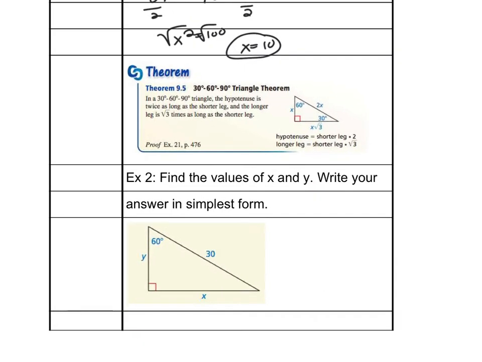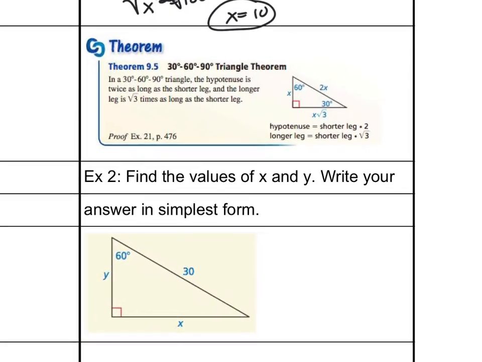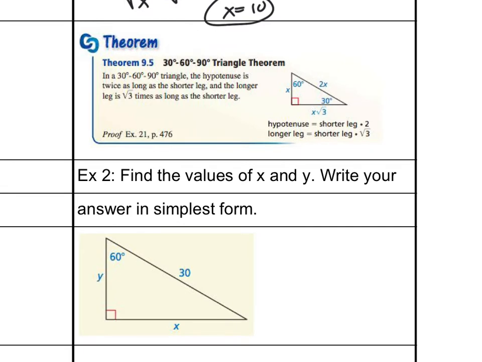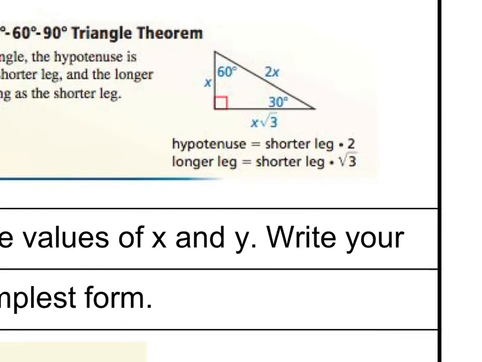Okay. In a 30-60-90 triangle, the hypotenuse is twice as long as the shorter leg, and then the longer leg is the square root of 3 times as long as the shorter leg. So this picture really helps. The shortest side is always the one that is across from the 30-degree angle, just like the hypotenuse, the longest side, is across from the 90-degree angle, because we know that has to be the biggest angle.